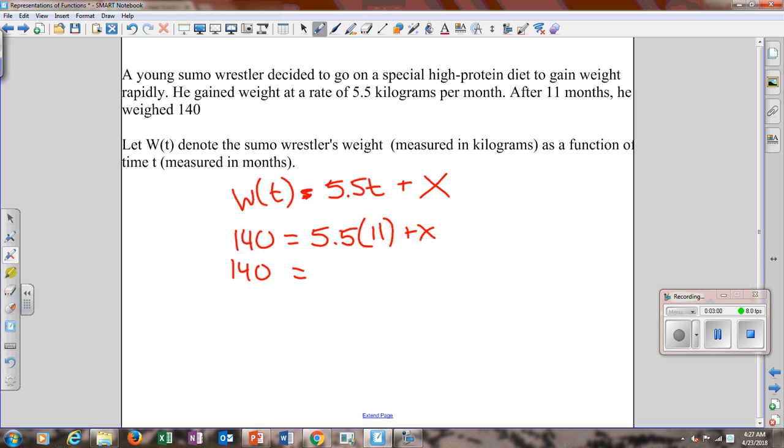That's going to give you 140 equals 60.5 plus X. Subtract the 60.5, and you get X equals 79.5. So W of T equals 5.5T plus 79.5. There we go.